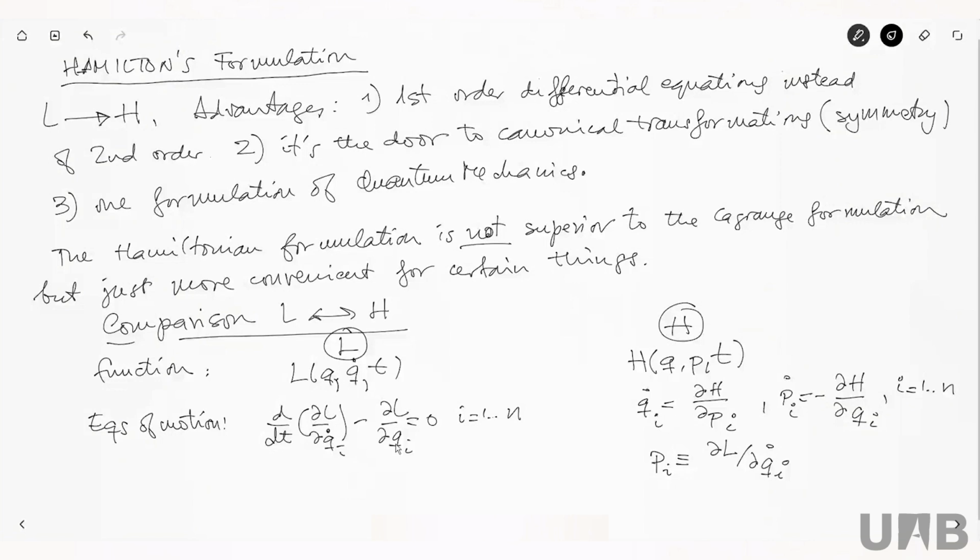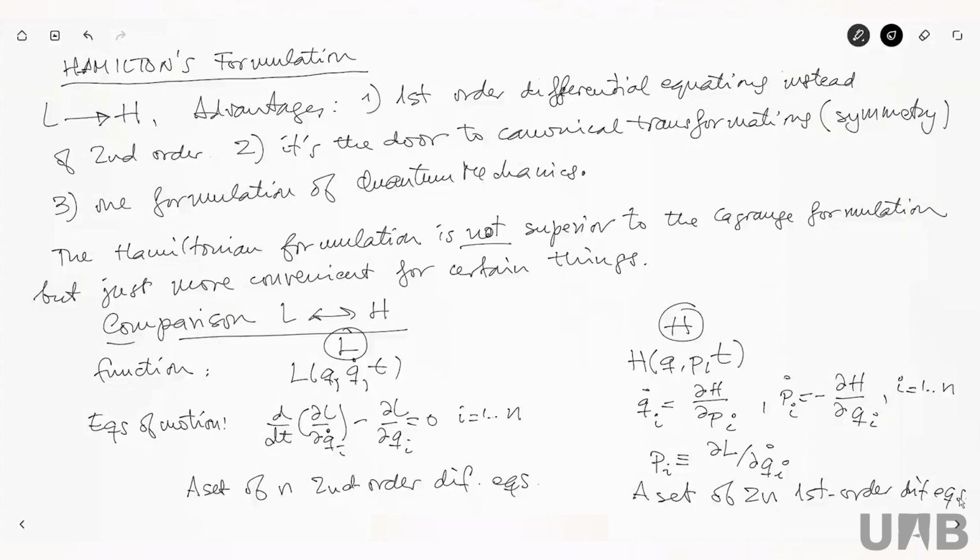Okay? So in the Lagrange formulation, these are a set of n second order differential equations. And in the Hamiltonian formulation, these are a set of 2n first order differential equations. Okay?